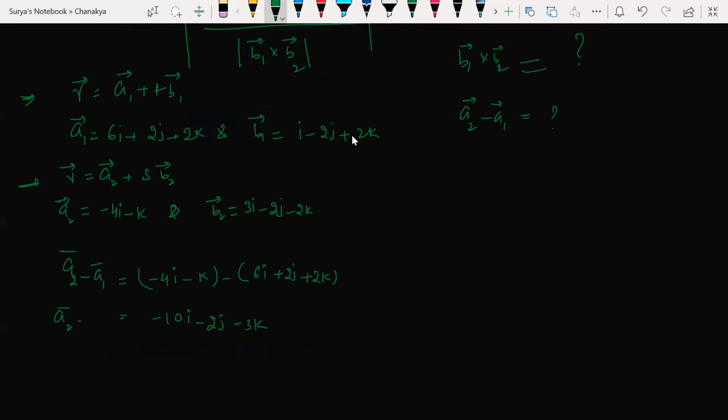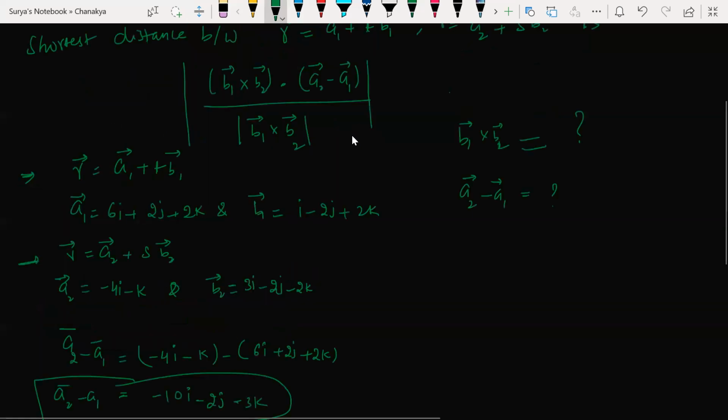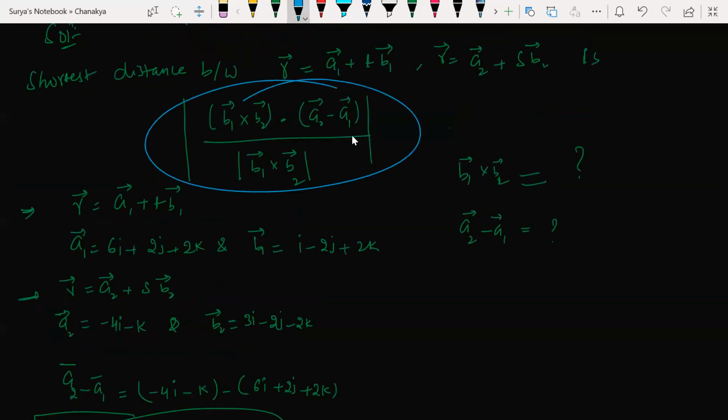Hope it is clear. You're not lagging with anything? Yes, it's very clear. Now, what I need here, if you know this formula, after that it's pretty simple actually.